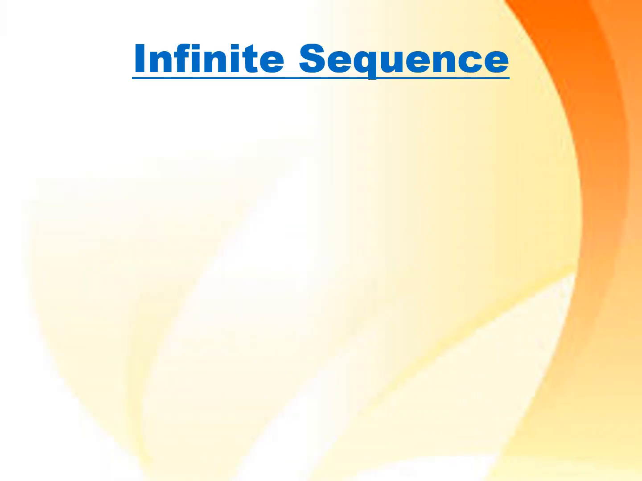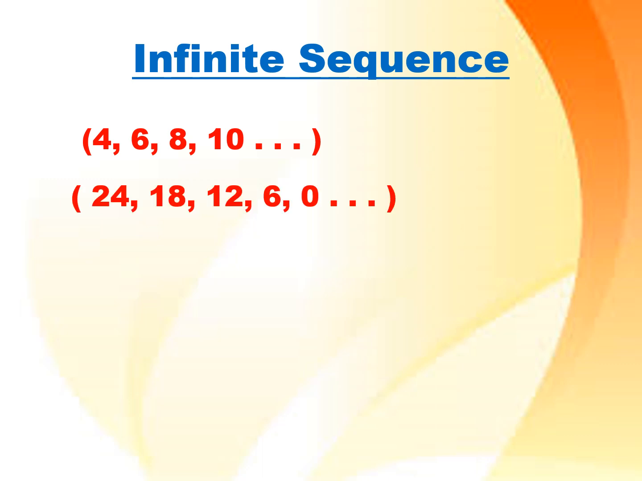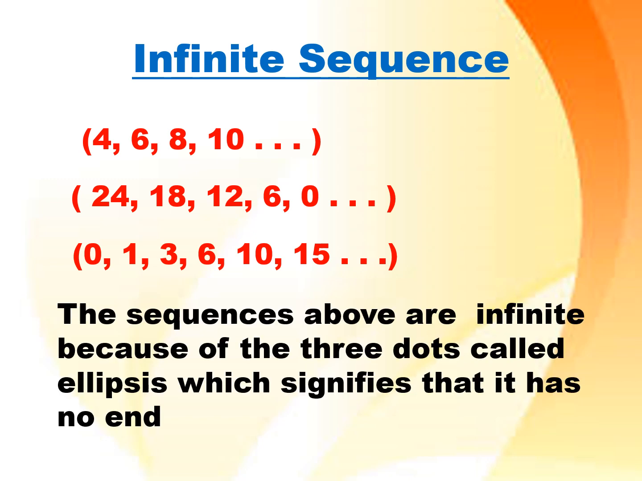Here are the examples of an infinite sequence. 4, 6, 8, and 10. 24, 18, 12, 6, 0. 0, 1, 3, 6, 10, 15. The sequences above are infinite because of the three dots called ellipses, which signifies that it has no end.